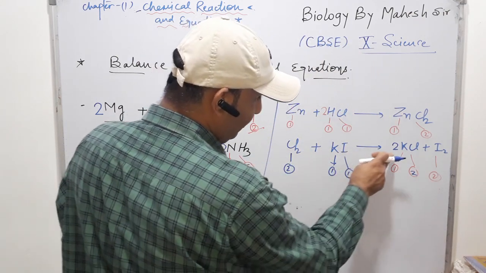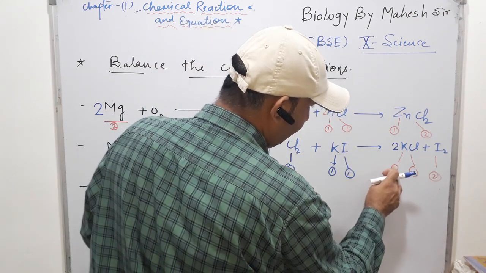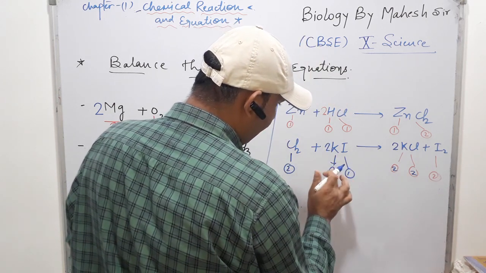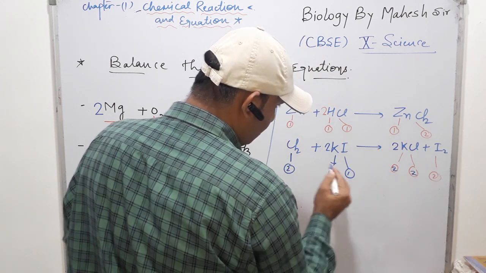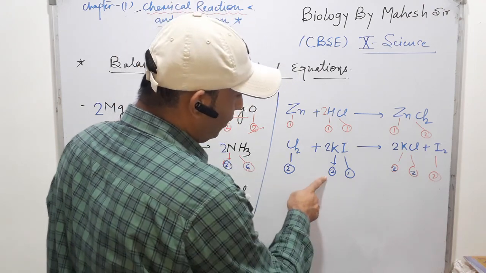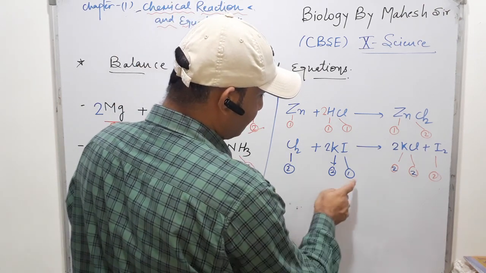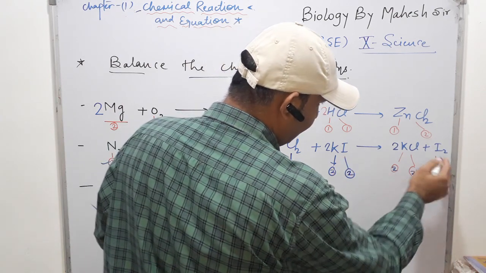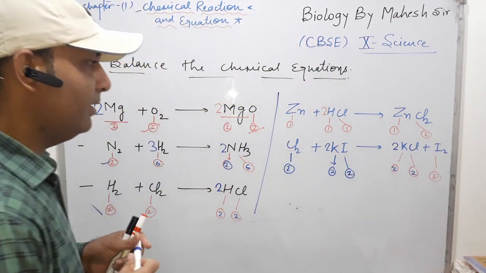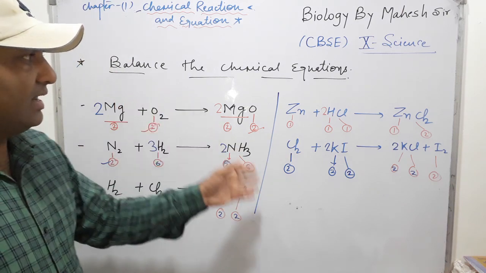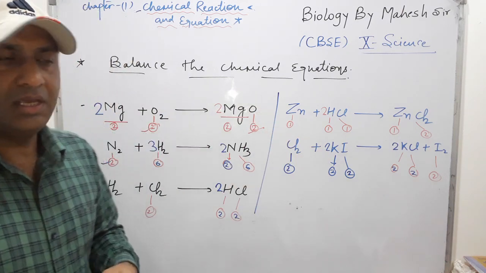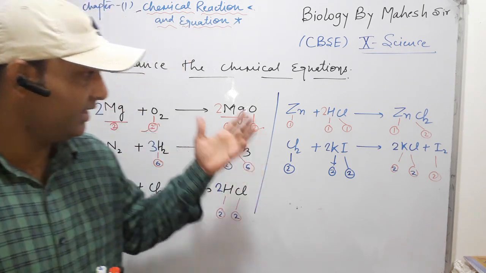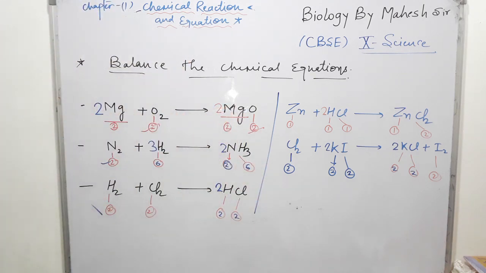Now what happened with the potassium? Here the potassium becomes 2, so we write 2K. So it is also 2 potassium. Now potassium is balanced, chlorine is balanced. Now iodine is also 2, and on the right-hand side it is already 2. So it becomes balanced. So this is the process to balance the chemical equation in the first chapter of CBSE 10th. Clear? You can take a screenshot of these examples.